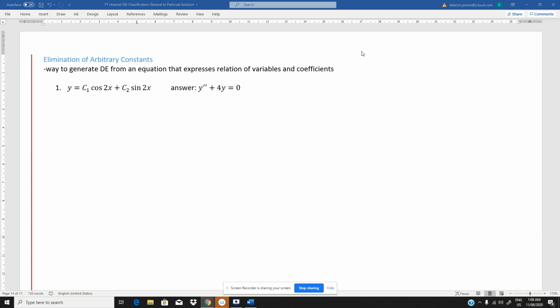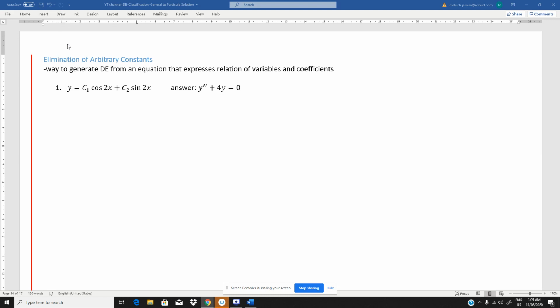Our next topic is all about elimination of arbitrary constants. This is a way to generate a differential equation from an equation that expresses a relation of variables and coefficients. Also, take note that the number of derivatives produced must be equal to the number of arbitrary constants. So let's try our first example.